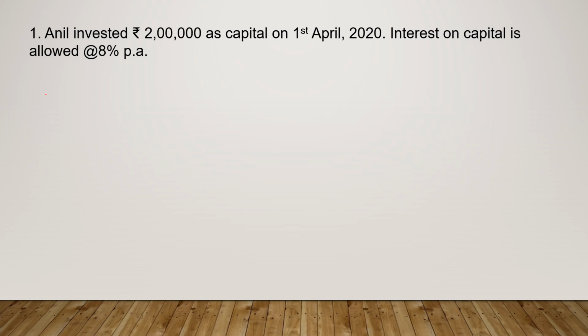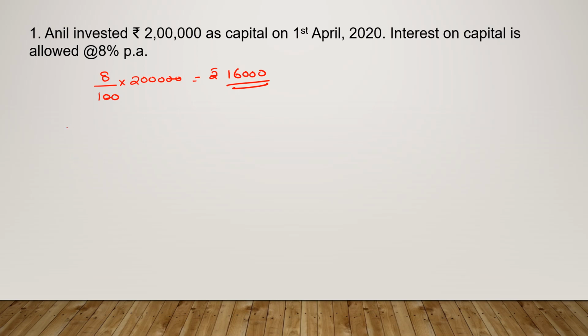So for better understanding, let us look at this first example where there is a proprietor Anil. He has invested 2 lakh rupees as capital on 1st April of 2020. Interest on capital is allowed at the rate of 8%. So let us first calculate the amount of interest which he is entitled to. We are calculating on the opening capital of 2 lakh. 8% of 2 lakh rupees would amount to 16,000. So he is entitled to interest on capital of rupees 16,000.